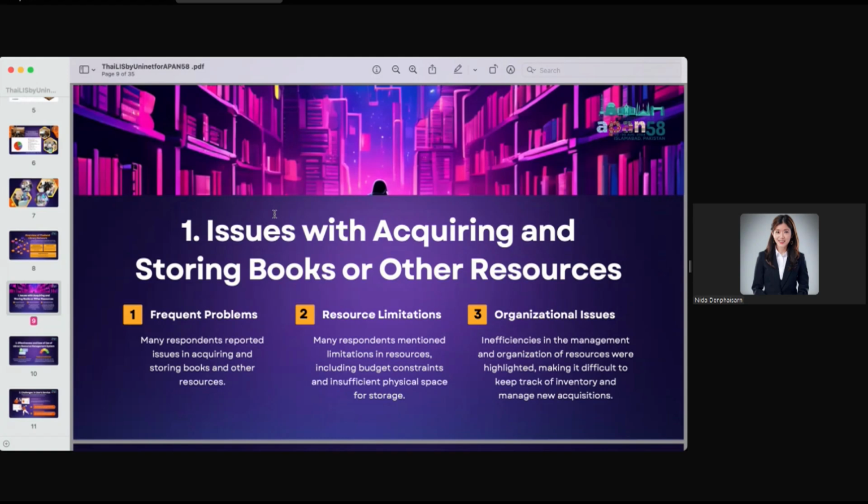Limitation in resources, including budget constraints and insufficient physical space to store them. And the last one, organizational issues, which were highlighted as making it too difficult to keep track of inventory and manage new acquisitions.